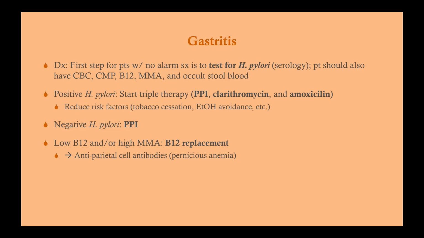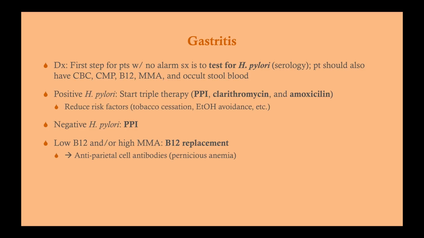So the first step in patients with no alarm symptoms, and this is going to look very familiar to you, is to test for H. pylori and get the serology. The patient should also have a CBC, a CMP, B12 and MMA, and an occult stool blood. So your approach is very similar. If you do have a positive H. pylori, then you'll start triple therapy and also reduce your risk factors like tobacco cessation, alcohol avoidance, etc. And that would hold true also for peptic ulcer disease.